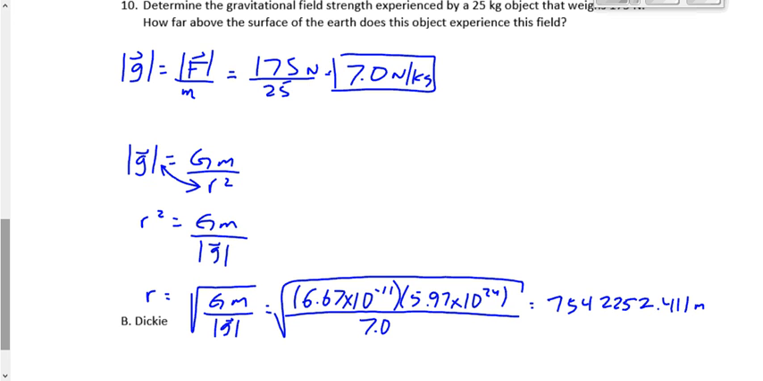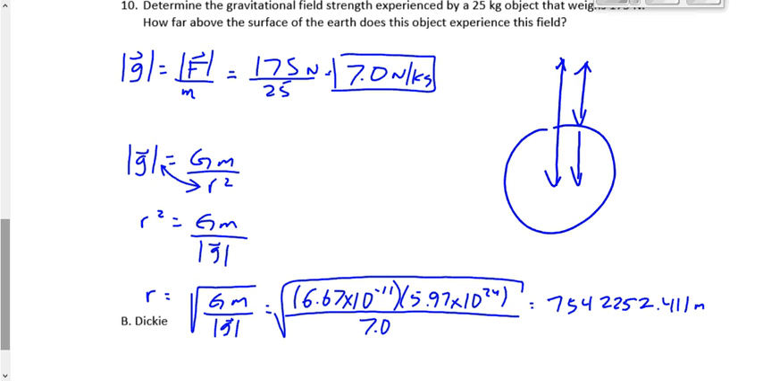What are we going to do to find our final answer? Yep, this is the distance from the center of the Earth, right? If we want the distance above the surface, then we subtract this one minus this one gives me this one. So subtract the radius of the Earth, 6.37 or 6.38, and we end up getting 1.2 times 10 to the 6 meters above the surface of the Earth.